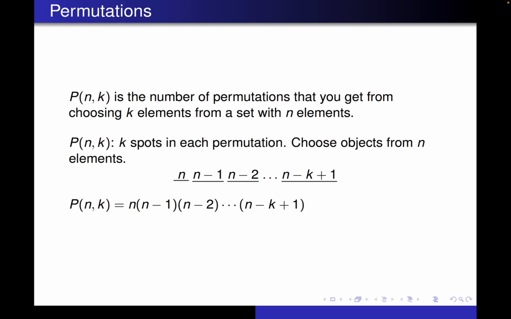Now, if I don't like the dots in that formula, I can do kind of what we did with the binomial coefficients. I can look at it as a fraction and multiply top and bottom by n minus k factorial. That'll give me n factorial on the top, n minus k factorial on the bottom.